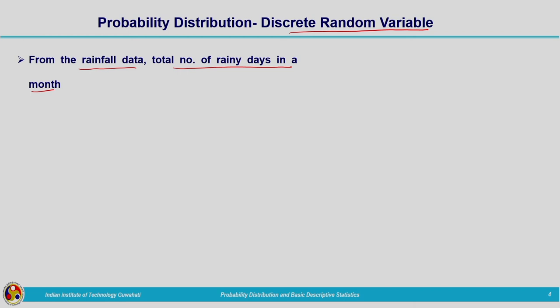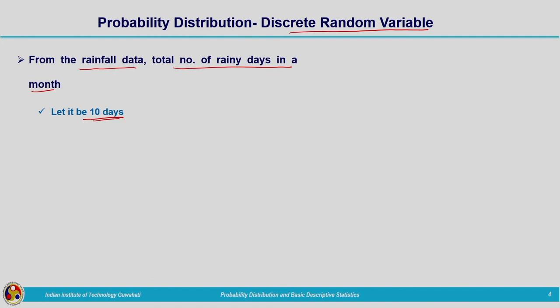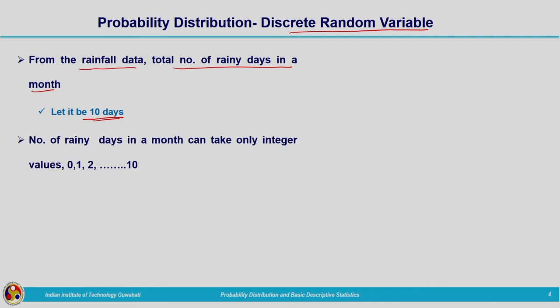We have a total of 30 days, and out of that, from the data, we can check how many rainy days there are in that particular month. So, let this be 10 days. Out of 30 days, we are getting rain on 10 days during the month of June. The number of rainy days in a month can take only integer values, and these can take values from 0 to 10. 0 represents no rainy day, 1 rainy day, 2 rainy days, and so on up to 10 rainy days out of 30 days. Total number of days is 30 and number of rainy days is 10.